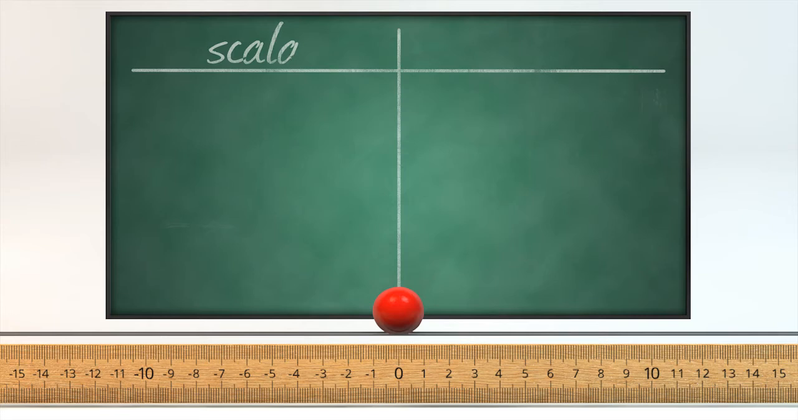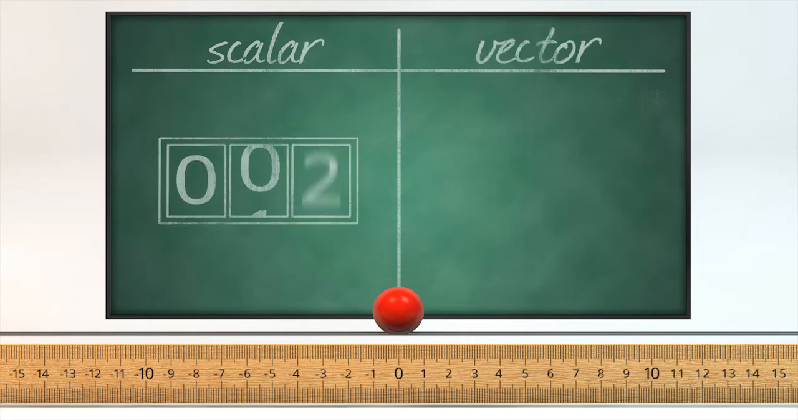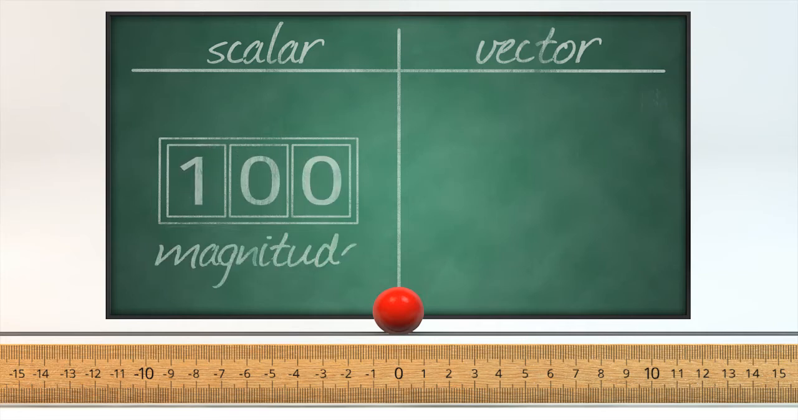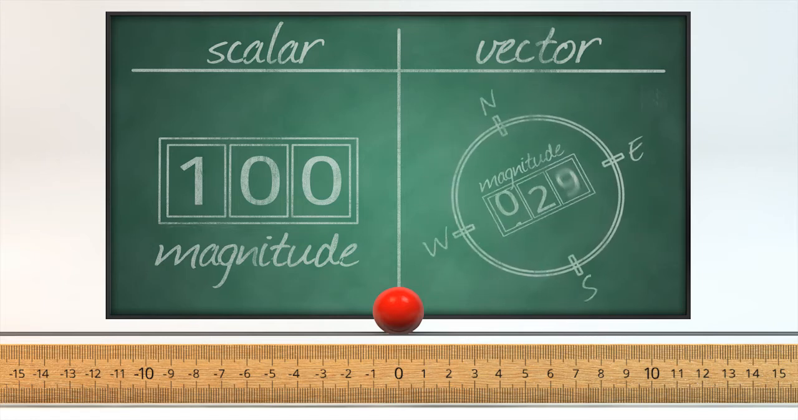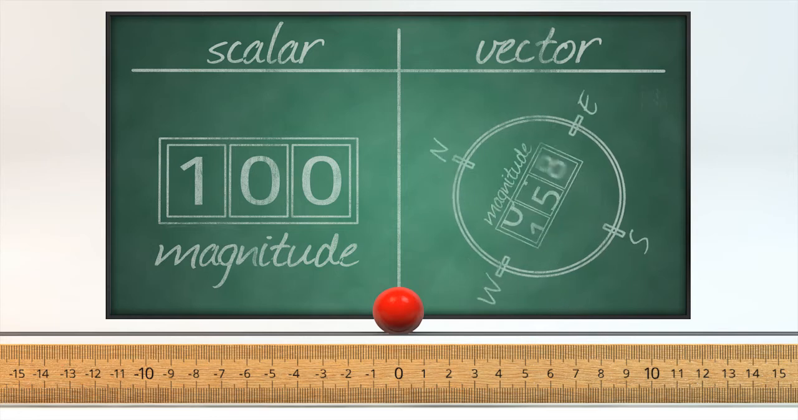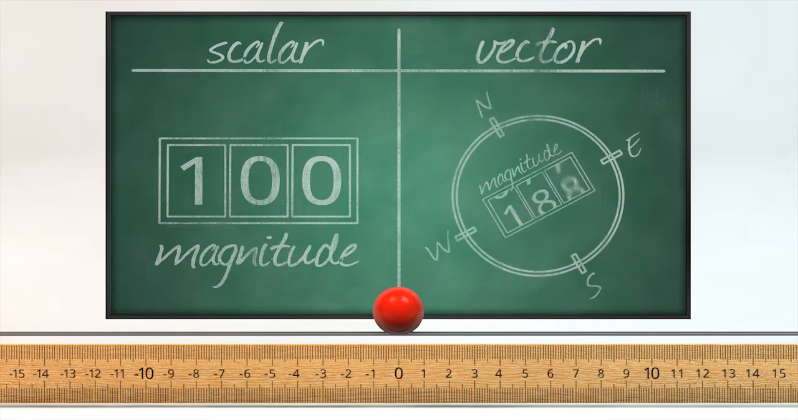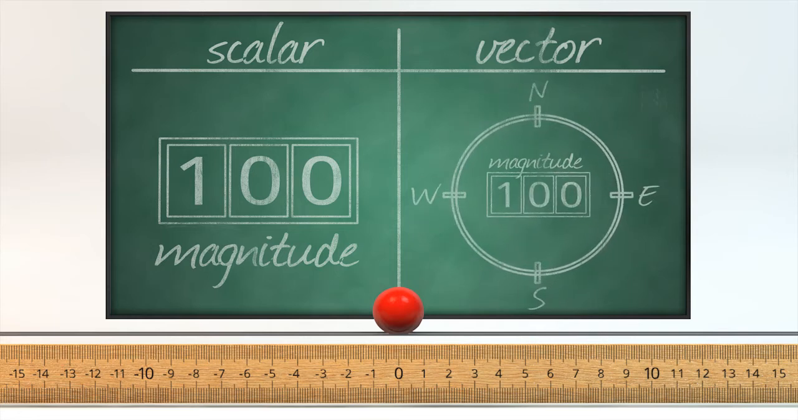scalar and vector. Distance is a scalar because it is just a number, and it only tells us how far the ball has gone without any info on which direction it moved in. A scalar is just a magnitude. Displacement is a vector, because we can tell the difference between when the ball has moved left or right. The vector quantity tells us both magnitude and direction.